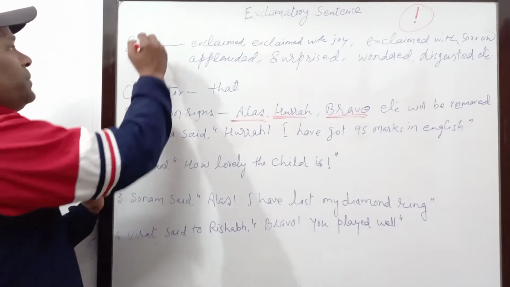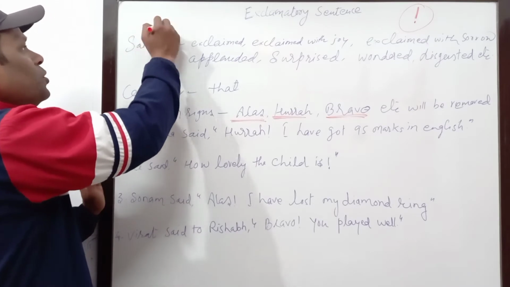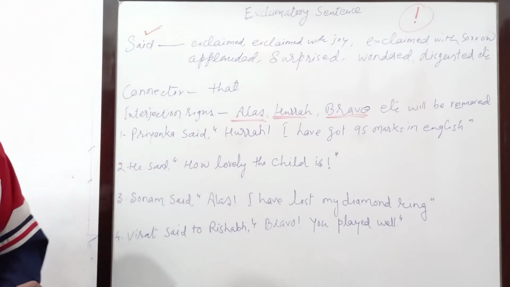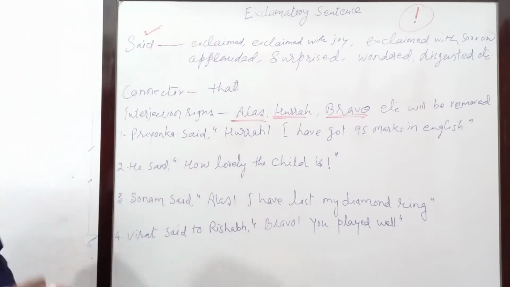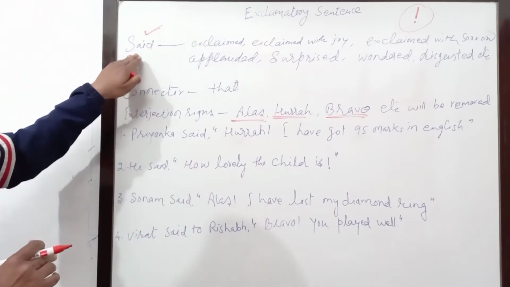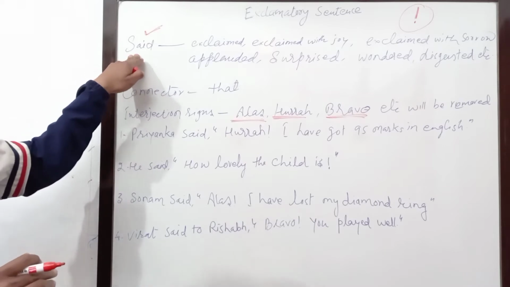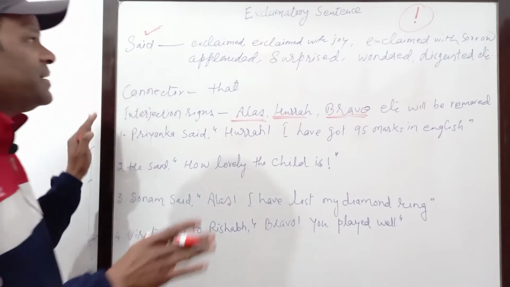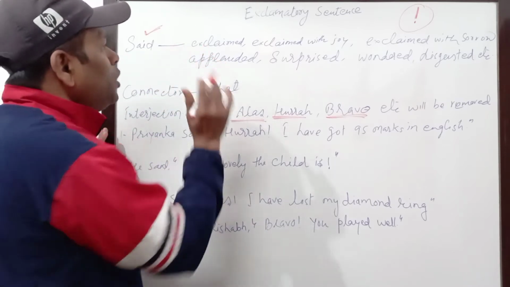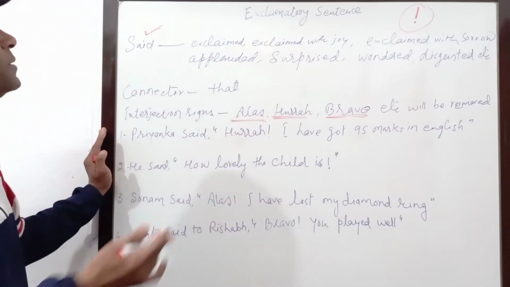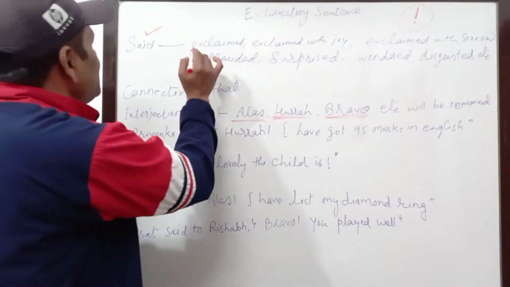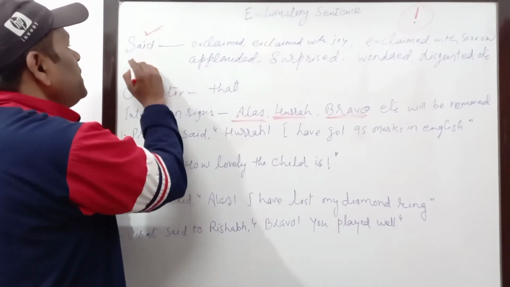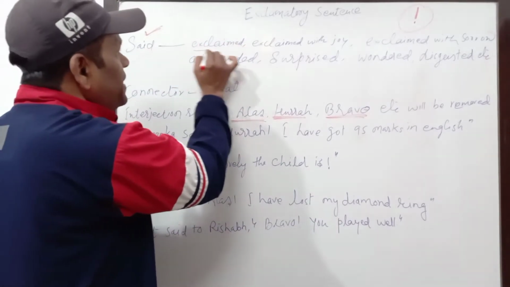Point number three, you have to remember, because the main role is of the reporting verb in the imperative sentences as well as in the exclamatory sentences. So there you see said. What are we going to do with it? Now just understand it carefully. You will get a lot of detail in your grammar book, but I am giving you a very simple funda, a very simple trick to understand how you can change that said into exclaimed.